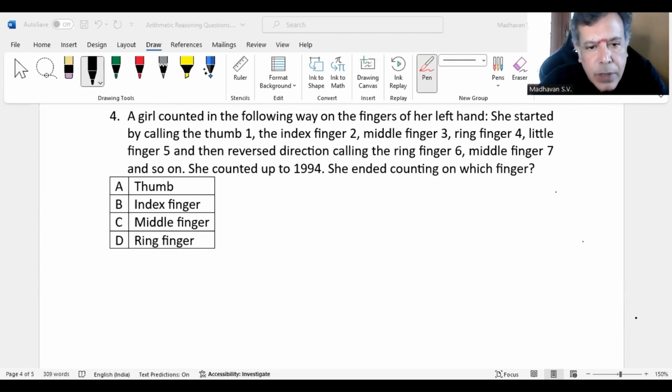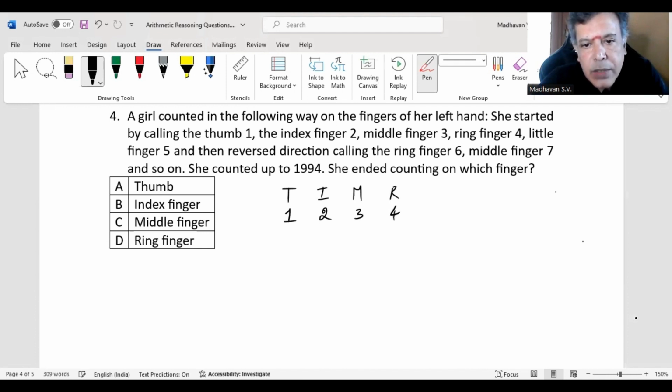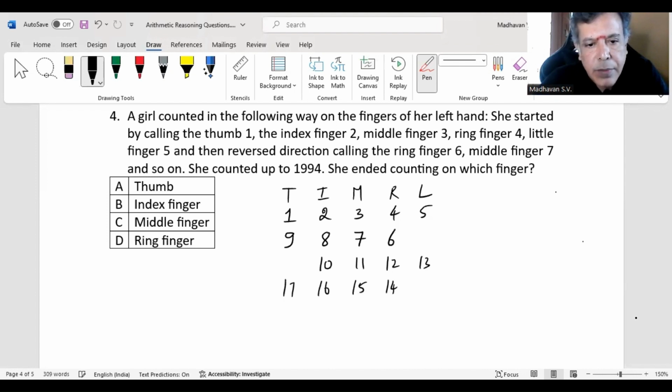So they say thumb she counted as 1, index finger as 2, middle finger as 3, ring finger as 4, little finger as 5. And then reversed direction, calling the ring finger as 6, middle finger as 7, and so on. This will be 8, this will be 9, and then she will come here to make this 10, 11, 12, 13, and then this one will become 14, 15, 16, and 17. Like that, she keeps on doing it.